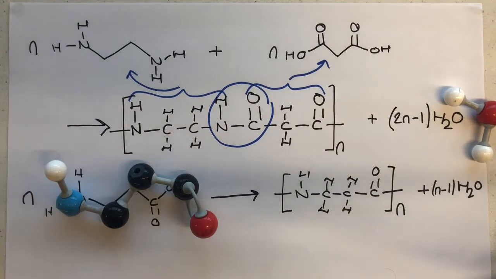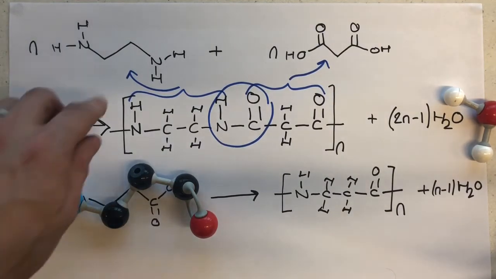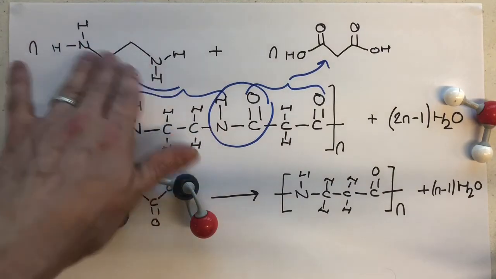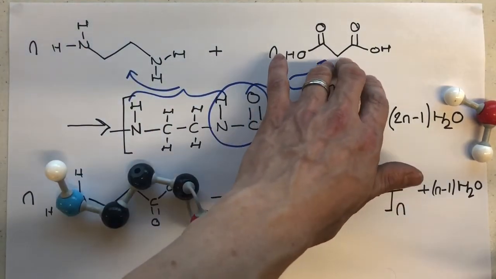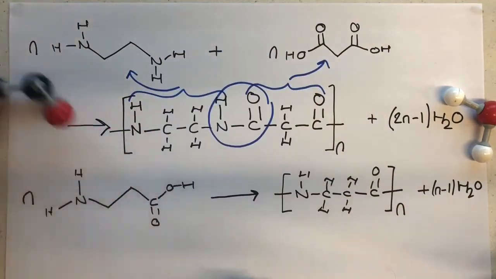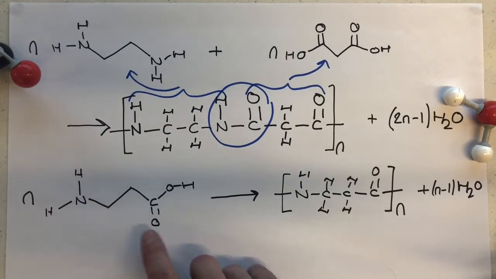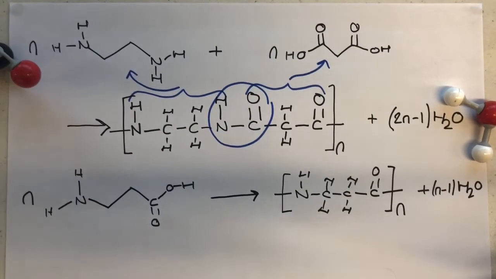Now, the final thing I want to mention is, if I don't have a diamine reacting with a dicarboxylic acid, is there anything else that I can do here? Because even down here, we've got the kind of amino and acid groups. Is there anything else that can happen? Well, there is. There's one more thing.